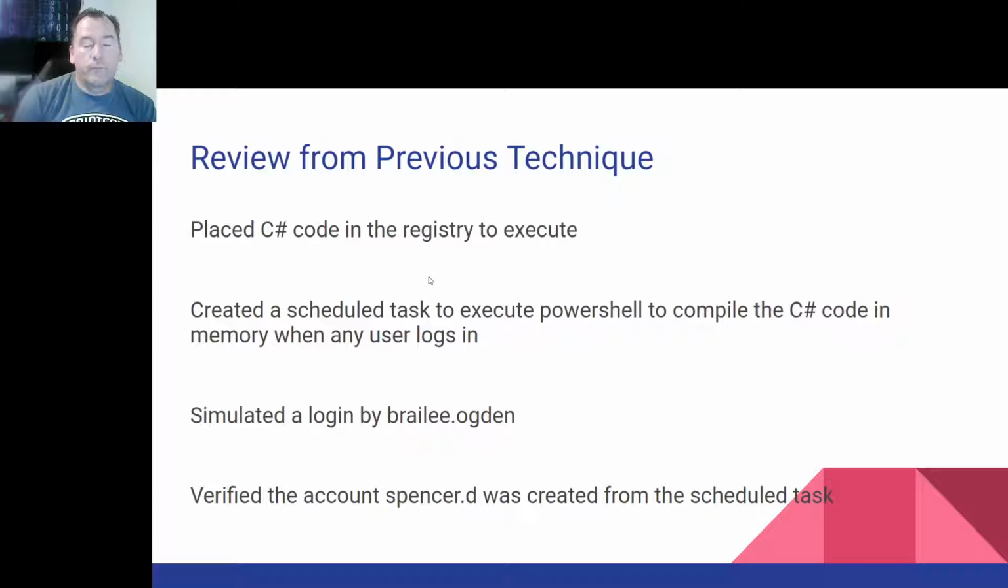To review from the previous technique, we placed C# code that was base64 encoded in the registry. We then created a scheduled task that executed PowerShell, which would read the registry key, compile the C# code in memory, and on a user login that has admin privileges, it would add the Spencer.d account.